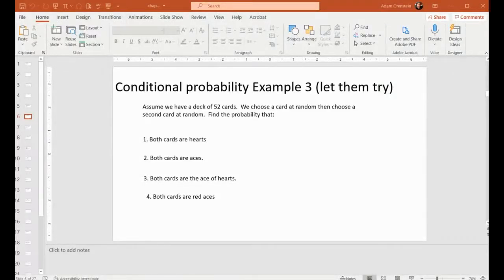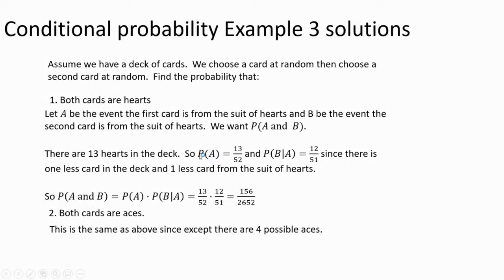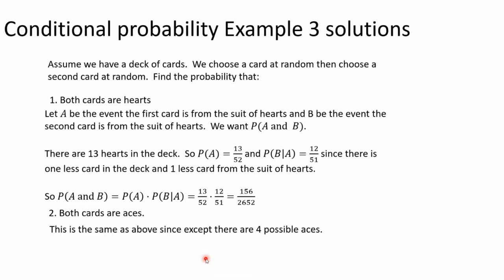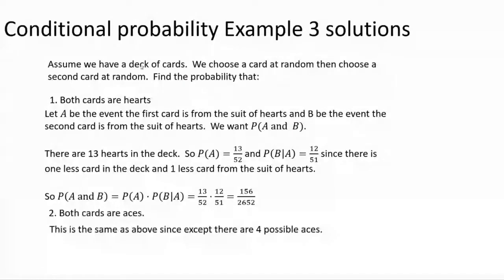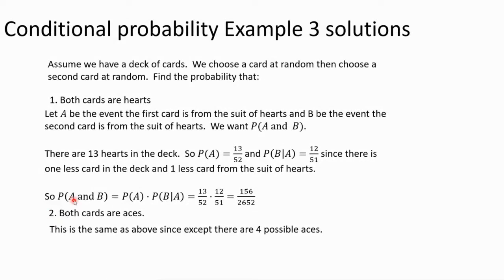All right, so let's do this together. All right. So the first one, we want to get the probability. Again, we're choosing a card from a standard deck of 52 cards. We've gone over what's in that. And then we're choosing another card. So we want to find the probability both cards are from the suit of hearts.